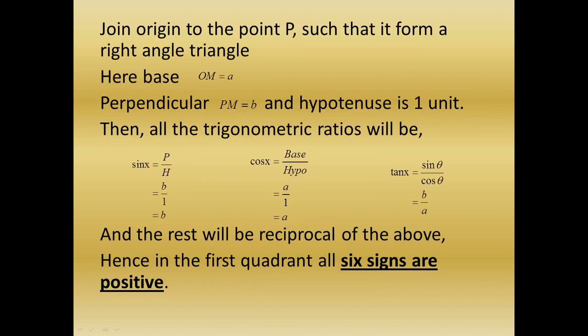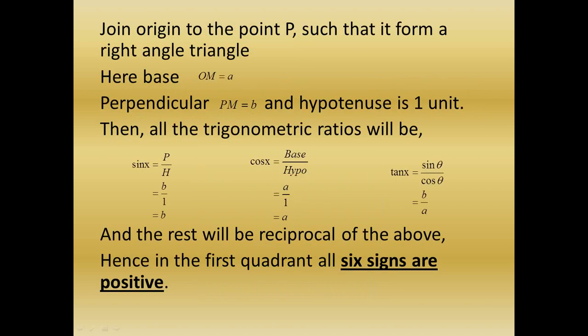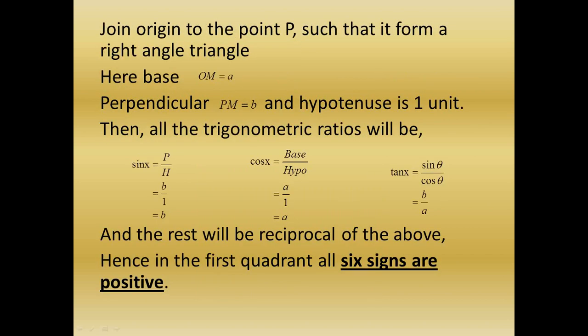And the hypotenuse is 1 unit. Then there are 6 trigonometric ratios. Sine is P by H, that is perpendicular, which is B, hypotenuse is 1, so B by 1. Cos x is base upon hypotenuse, my base is A divided by 1, and tan x is nothing but sin x by cos x. And the rest of them, cosec, sec and cot, are all the reciprocals of the three functions that I have shown. So here I can conclude, hence in the first quadrant all 6 ratios are positive.